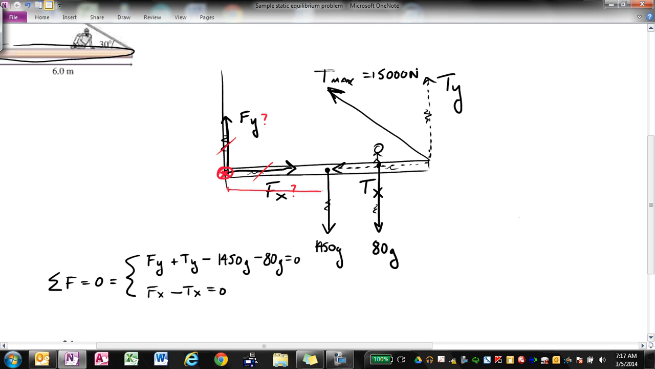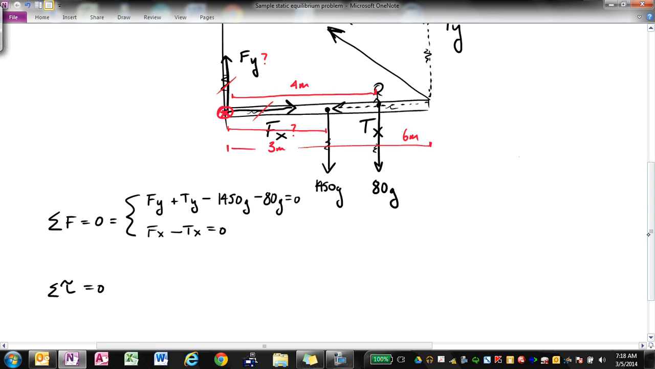So this one, that's the center of the beam, and the beam is 6 meters long, so this is a distance of 3 meters. The guy is located 2 meters from the end of the beam, so it's a 6-meter beam. That makes this 4 meters, and the tension force is all the way at the end of the beam. So that makes this 6 meters.